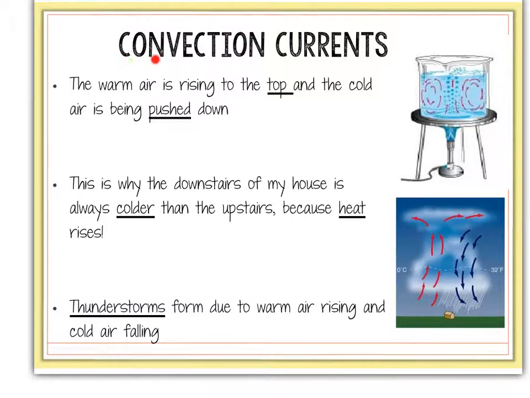Convection currents are where warm air rises to the top and cold air is pushed down. Okay, so look right here. You see how this is a cycle. It's a cyclic current that you are able to witness. This is why the downstairs is colder than the upstairs, and like I just said, heat rises. Thunderstorms form due to warm air rising and cold air falling. So right here you've got the air going up, down here is the cold air coming down, and that makes a convection current.